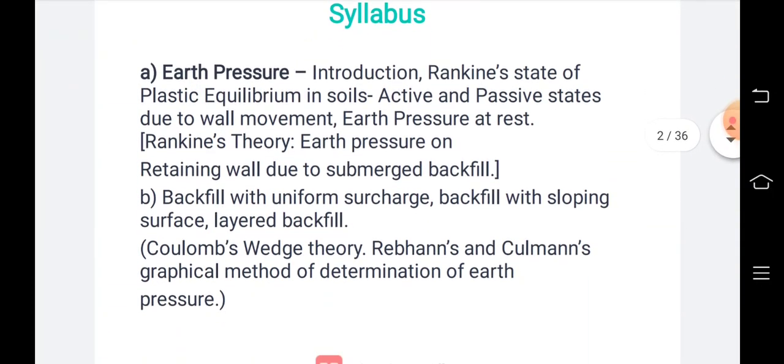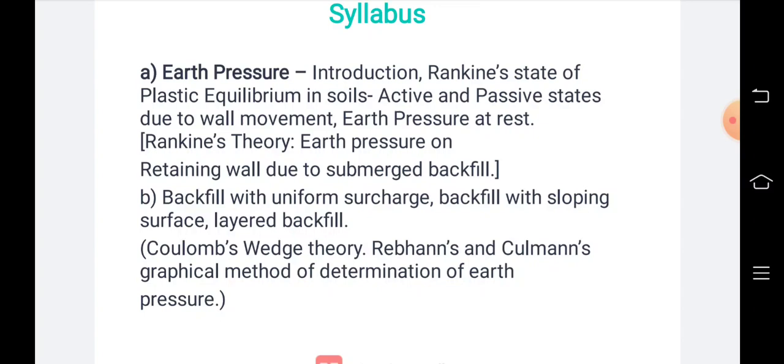So it contains, first of all, part A, which is concerned with the introduction, then Rankine's theory for plastic equilibrium in the active case and the passive case, and then the earth pressure at rest, then Rankine's theory for retaining wall due to submerged backfill. This is part A, and part B is Rankine's theory for active earth pressure and passive earth pressure for uniform surcharge, then the backfill with a sloping surface and the layered backfill.